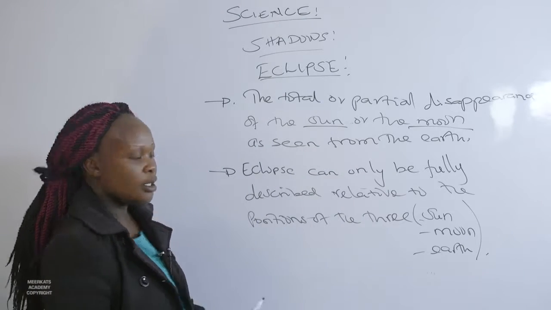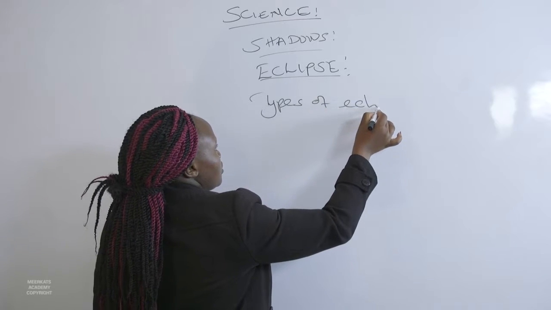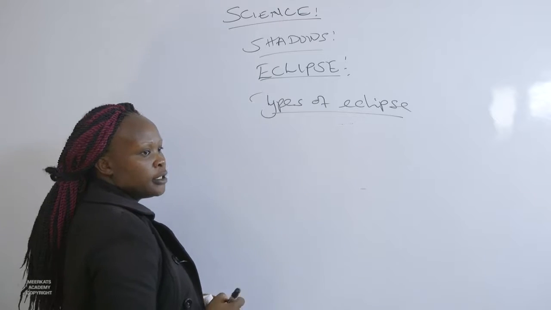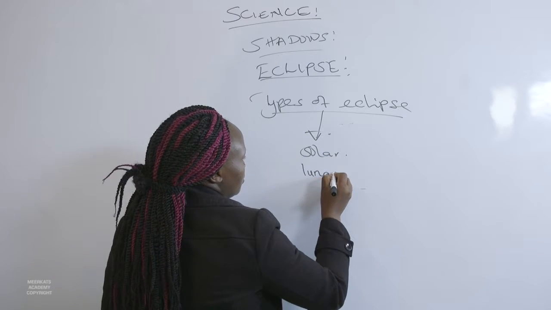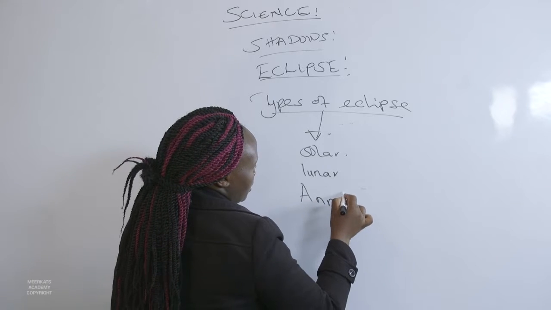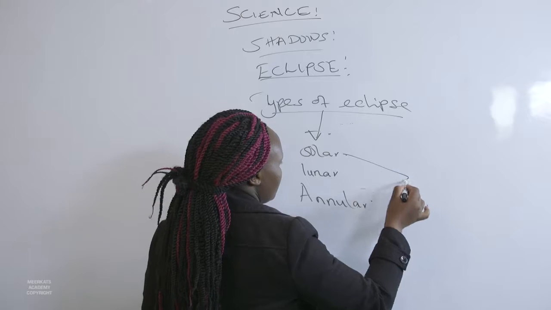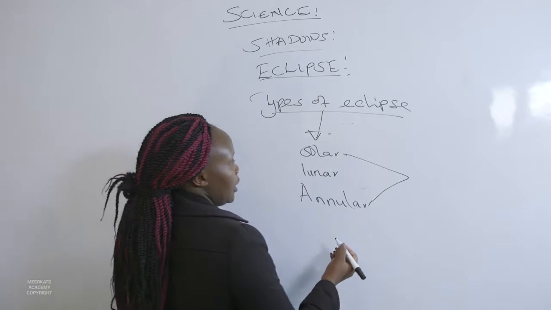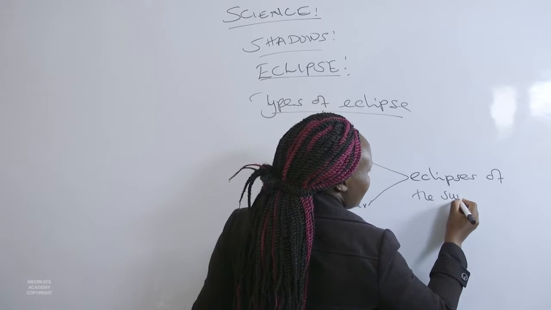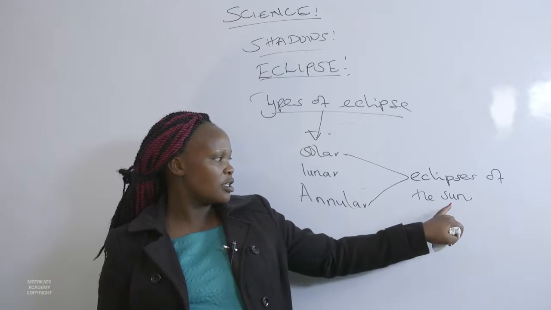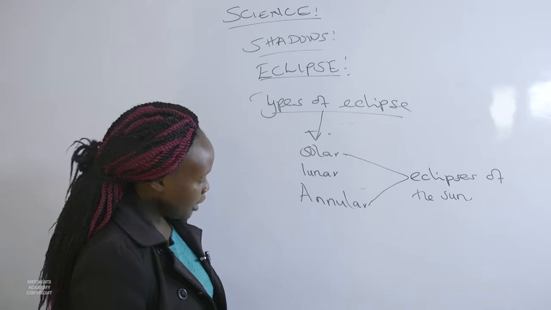Probably we start by looking at types of eclipse, and here we are going to look at three. We have the solar, the lunar, and the annular. The solar and the annular are actually eclipses of the sun. And if they are both eclipses of the sun, then why should we discuss two of them? We are going to discover in a bit.